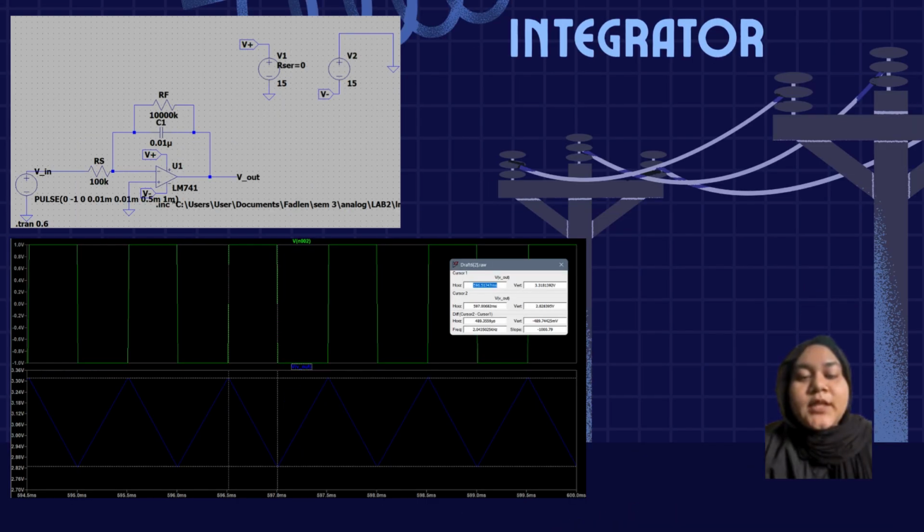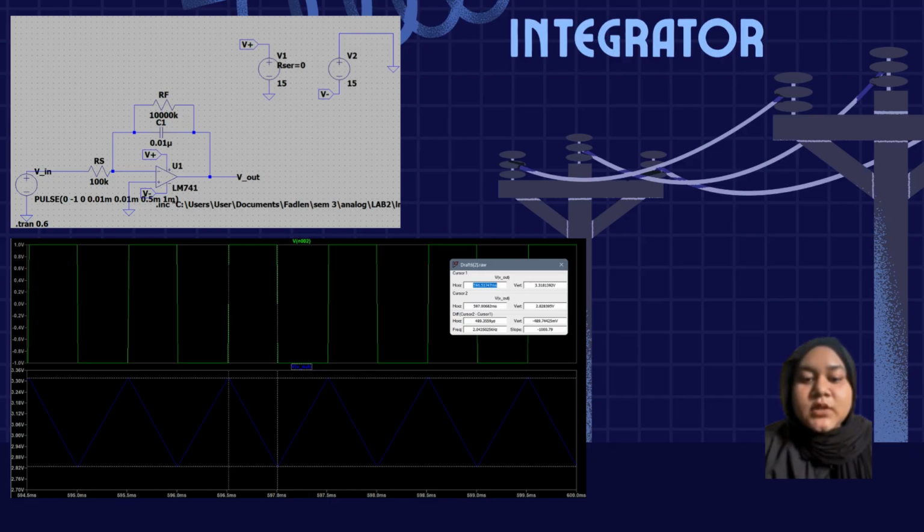Hi, I'm Nur Fadli Nazlifa binti Muhammad Sokri, and I would like to talk about the integrator circuit. The component that primarily makes this circuit an integrator is the feedback capacitor, which is C1. In this inverting op-amp configuration, the capacitor is placed in the feedback path between the output and the inverting input.